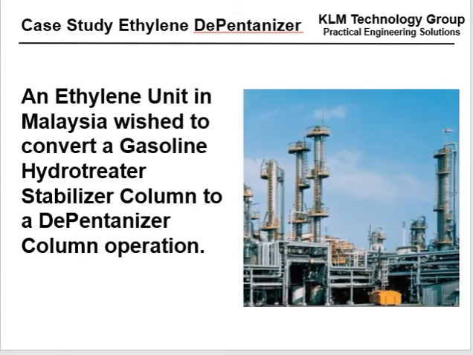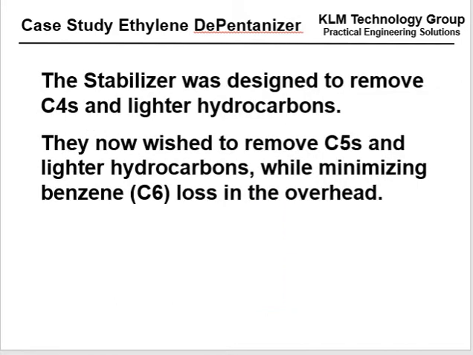Let's look at a case study. An ethylene plant where I worked in Malaysia wished to convert a gasoline hydrotreater stabilizer column to a depentanizer column. The stabilizer was designed to remove C4s and lighter hydrocarbons. Stabilizers sometimes are called debutanizers. Now they wish to remove the C5s and lighter hydrocarbons while minimizing the benzene C6 loss in the overhead.